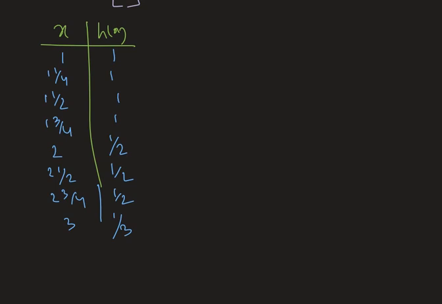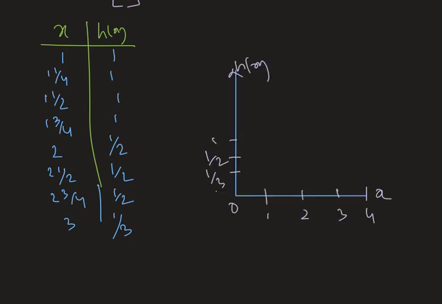Now let's try to draw the diagram. So this is the required coordinate axis with x and h of x. On the x-axis we have 1, 2, 3, 4, and on the y-axis we have 1/3, half, and 1. Here the values of x start from 1, and for 1 we have 1, and for 1 and 1/4 we also have 1, and proceeding this way we have 1 all the way from 1 to 1 and 3/4.